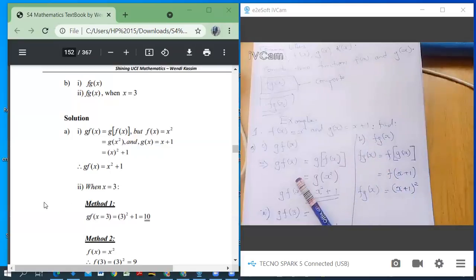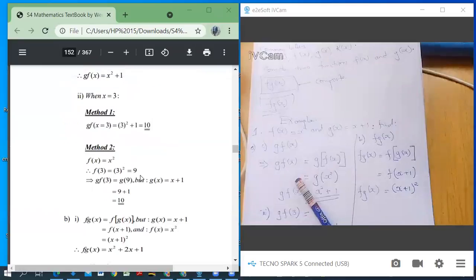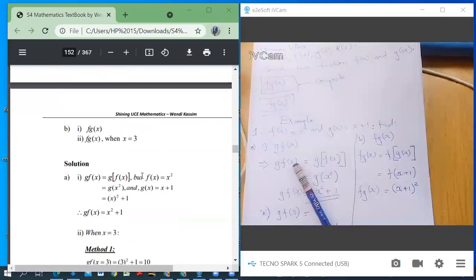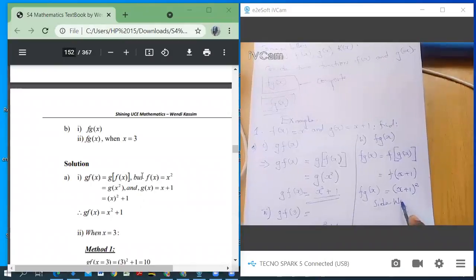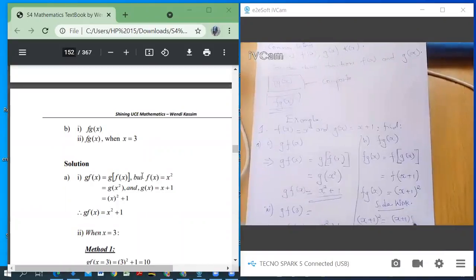That is factorization. We have looked at that when I was treating factorization. Can you expand that for me? What does that mean? It means we have to multiply the brackets how many times? 2 times. That is our side work. So we shall have X plus 1 squared equals X plus 1 times X plus 1.